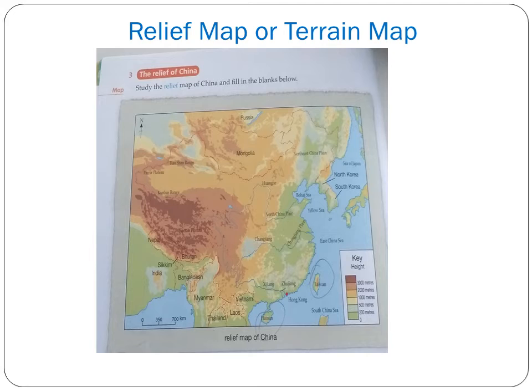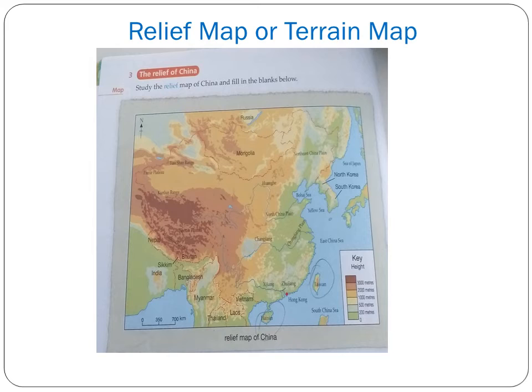Hey everyone, let's look at the relief map or terrain map. Here we have this map in front of us and we can tell it shows us the different landforms which are present in this region in China. And you can tell from a relief map, it gives us the height and depth of different landforms in a particular region. If you look at the key in the right hand bottom, you can see it's got different shades and different heights. You can see 3,000 meters, 2,000 meters, and so on. So if you look at the brown color, where is the brown color on the map? It's on the western side.